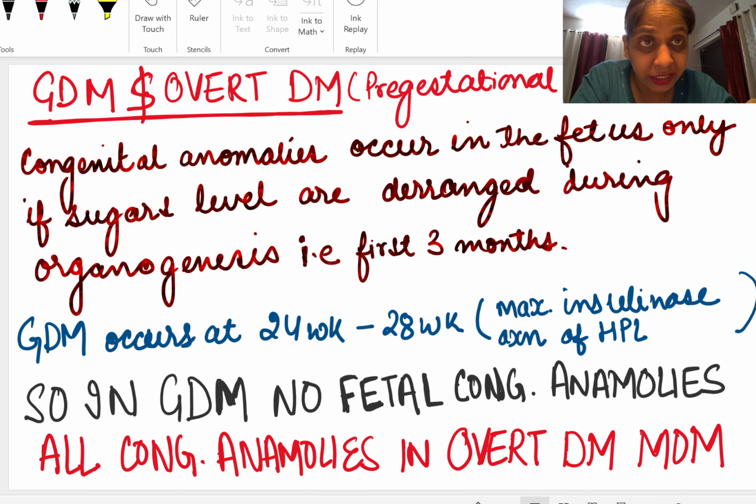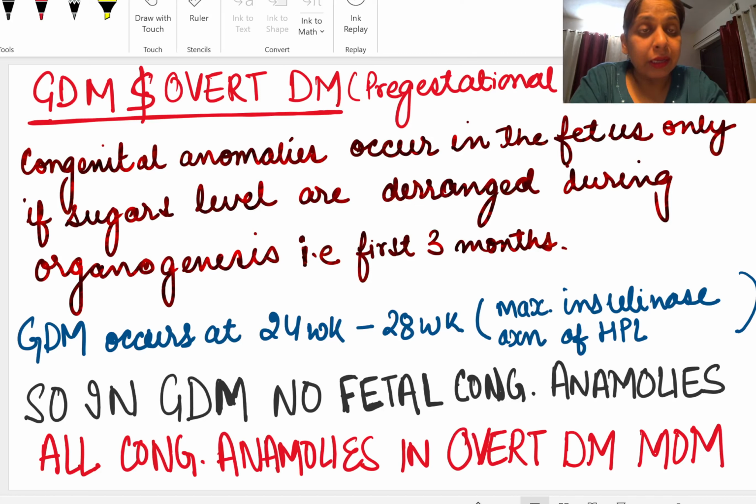Now gestational diabetes mellitus, the one which occurs during the pregnancy, occurs at 24 to 28 weeks, because at this period of gestation the insulinase action of human placental lactogen is maximum. So in gestational diabetes mellitus, there are no fetal congenital anomalies. All the congenital anomalies occur in overt diabetes mellitus.